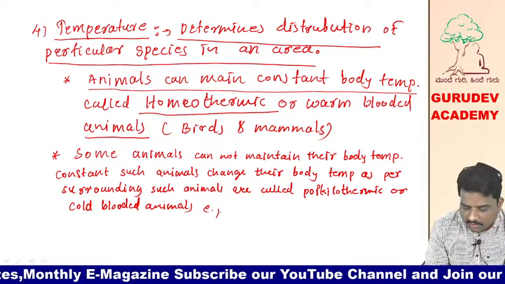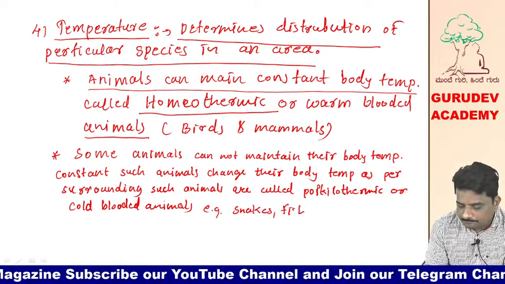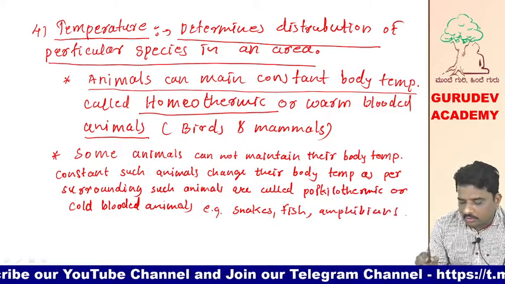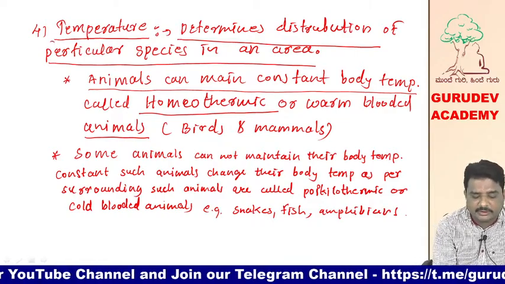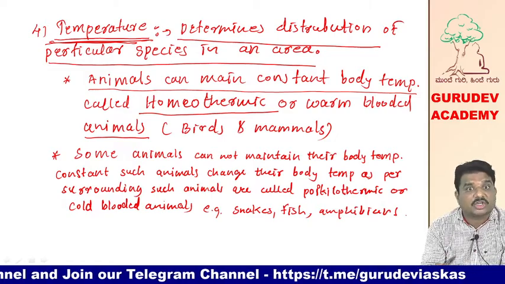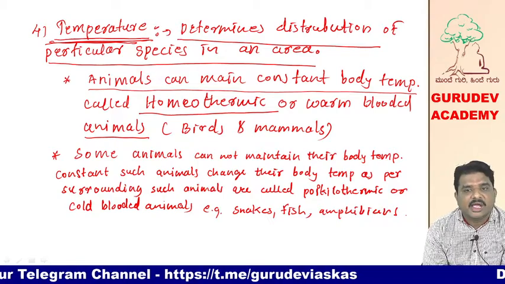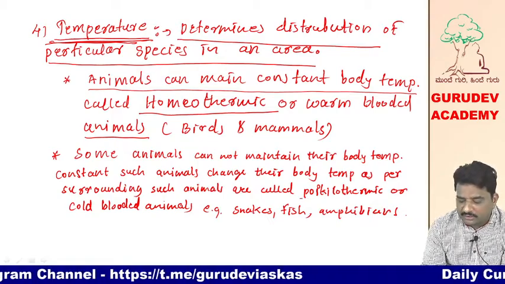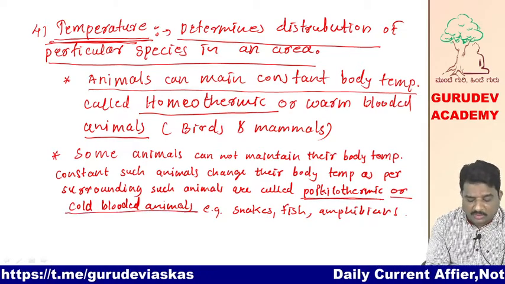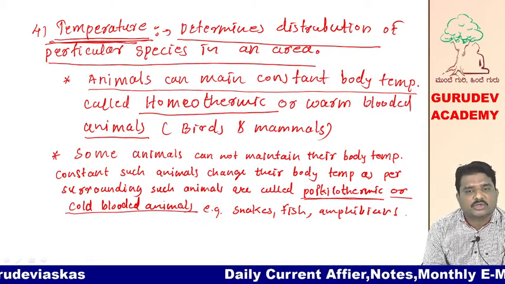For example, snakes, fish groups, and amphibians. So these are called cold-blooded animals. This is regarding the temperature factor which affects living organisms in this manner. Based on temperature tolerance, some animals maintain their constant body temperature, they are homeothermic animals, and some animals cannot maintain constant body temperature but change it as per the surrounding. They are called poikilothermic or cold-blooded animals. We have studied this in the topic animal kingdom.